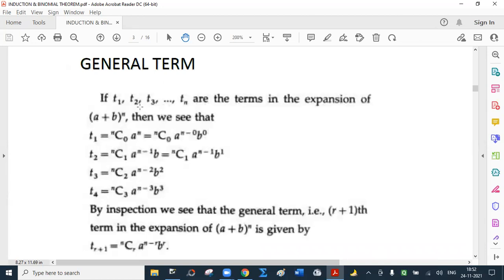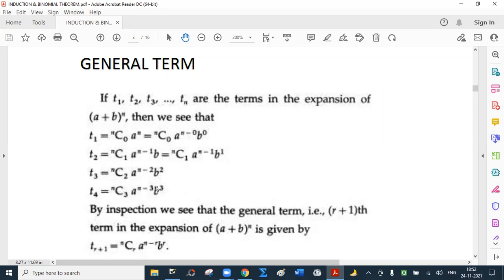See, if T1, T2, T3 up to Tn are the terms in the expansion of (a plus b) raised to n, then what is T1? nC0 a raised to n, that is nC0 a raised to n minus 0 b raised to 0. What is T2? nC1 a raised to n minus 1 b raised to 1. See, this is the suffix. If the suffix is 2, it is nC1. If the suffix is 3, T3, it is nC2. If it is T4, it is nC3. So what is T4? nC3 a raised to n minus 3 b cube.